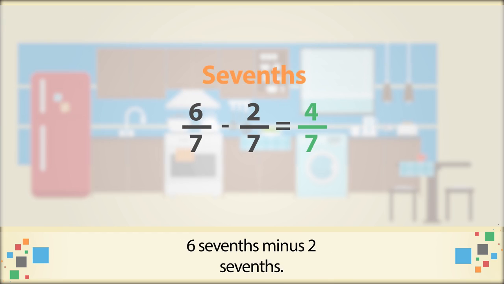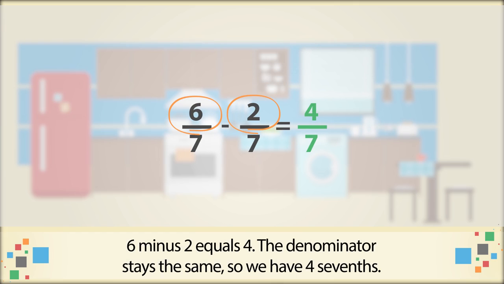6/7 minus 2/7. 6 minus 2 equals 4. The denominator stays the same, so we have 4/7.